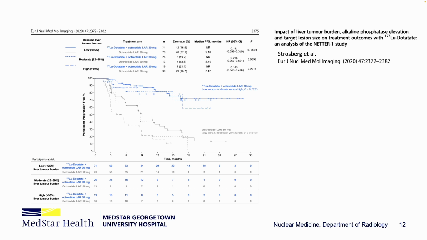There are the patients here, and how much of the liver is involved. Again, it's the patients that have less tumor burden in the liver that do better, and obviously doing the Dotatate helps in the prognosis, overall survival of the patient, or progression-free survival. But characterizing the tumor also in regard to the liver, the amount of disease that's in the liver, can be important.